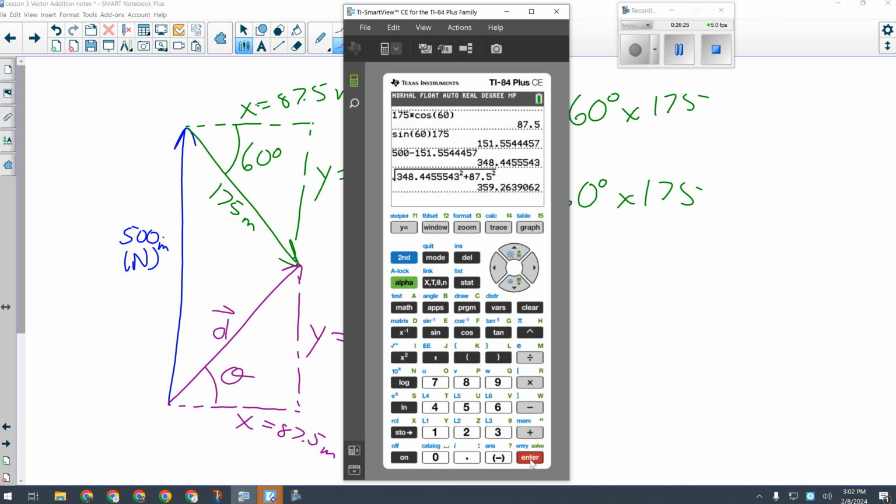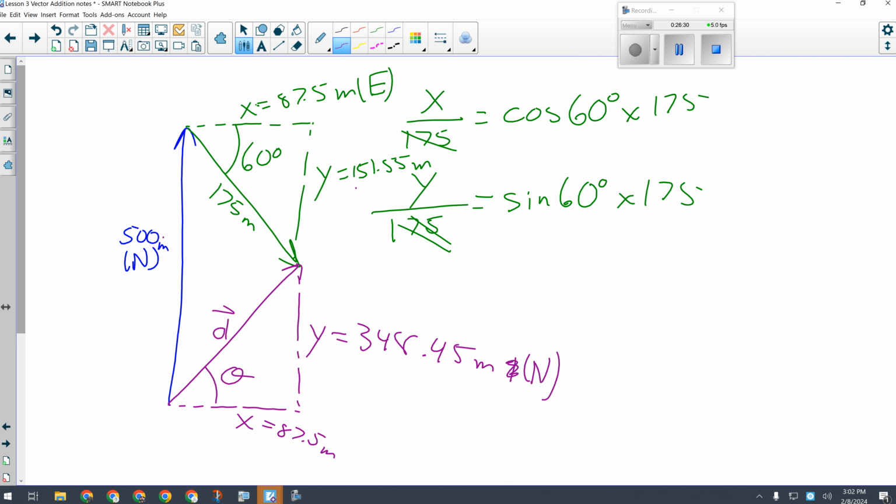All right, so D is 359.26 meters. And I need to find theta. Since I know all three sides, I can use any trig function I want, but my favorite is tan. Okay, so tan to the minus 1 of the opposite side, 348.45, divided by the adjacent side, 87.5.